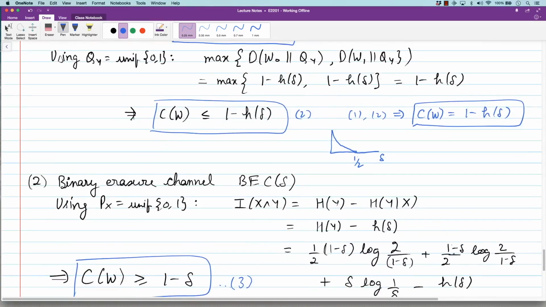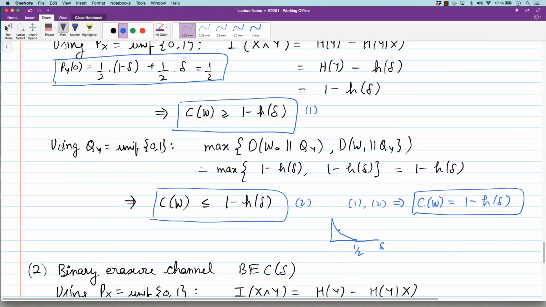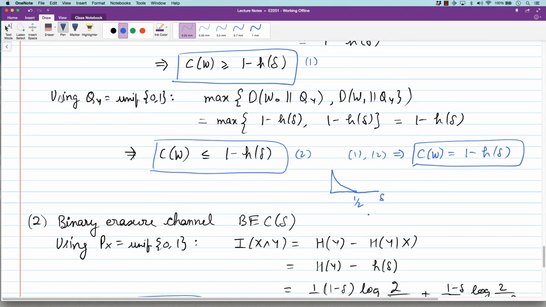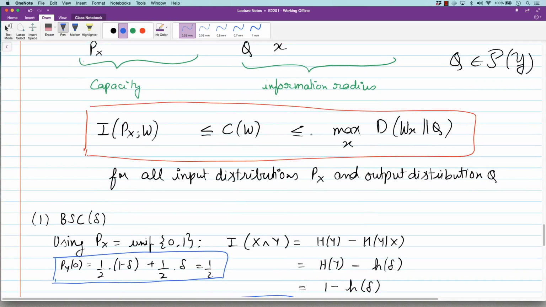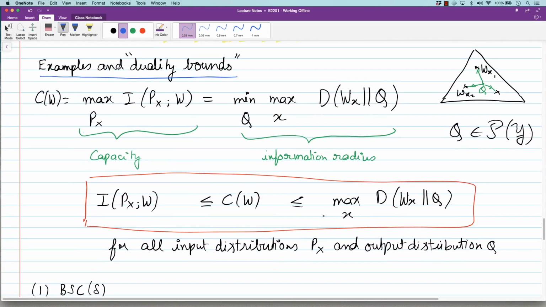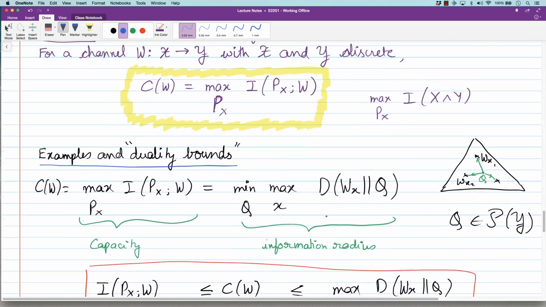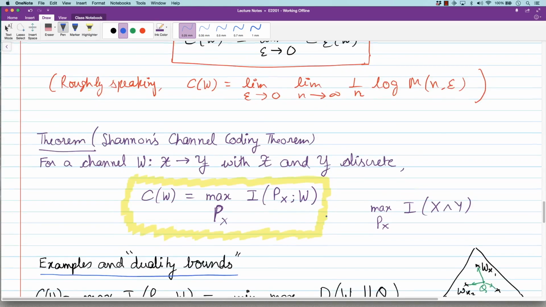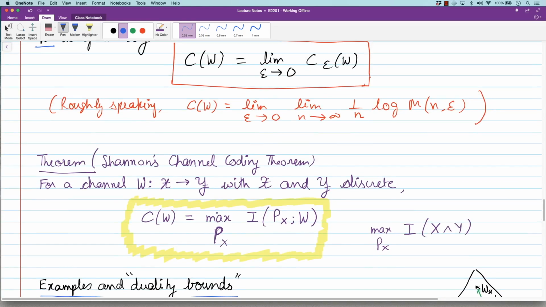We have found that the capacity for the binary symmetric channel is 1 minus h delta, and for the binary erasure channel is 1 minus delta. Throughout we were using these duality bounds, which are very handy and can be used to find very useful bounds for capacity, which are sometimes tight. In general, we were relying on Shannon's channel capacity theorem, which we haven't proved yet, but that's what we will prove in the next class, starting with the binary symmetric channel and then going to the general channel.